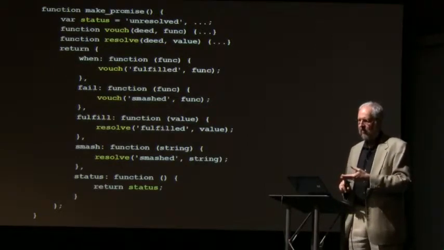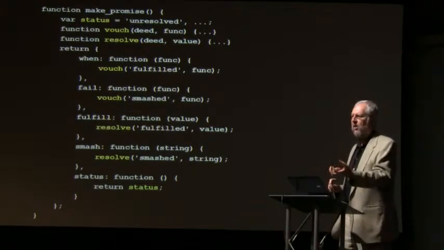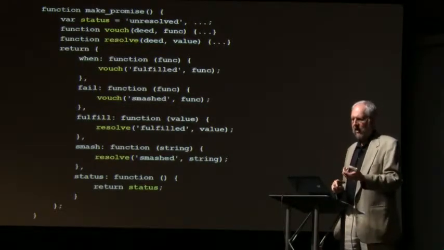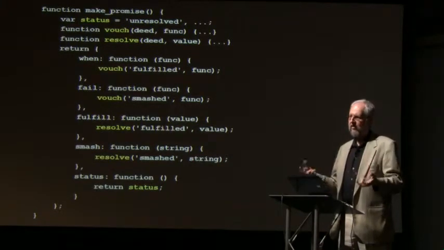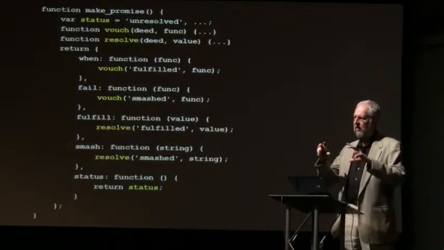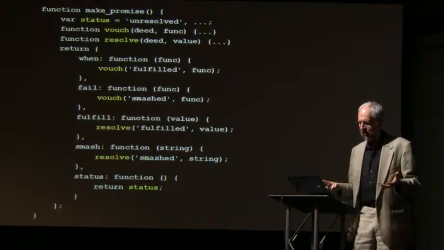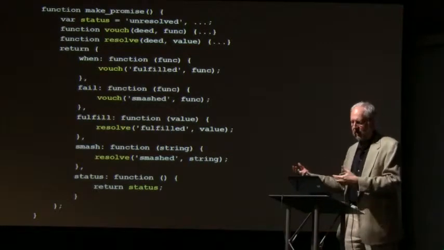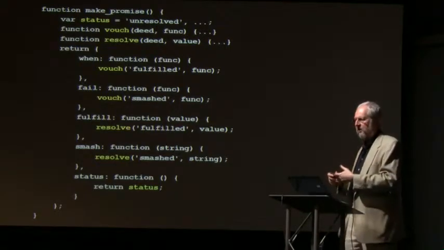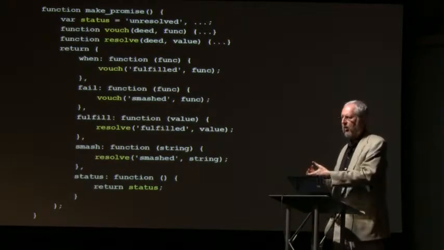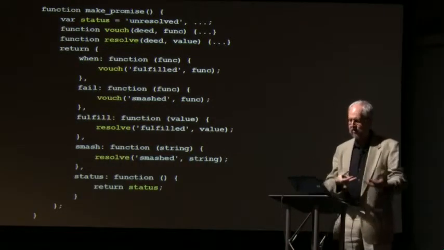You can then pass to when functions that you want called when the thing is fulfilled. And you can also pass functions to fail for the case where a failure comes back. And it'll just sit on all of those things until it knows what the disposition is. And then the creator of the service might hang on to the fulfill and smash methods. Fulfill, he'll call and pass a value in when he knows what the value finally is, and that's the thing that will get delivered to the functions.